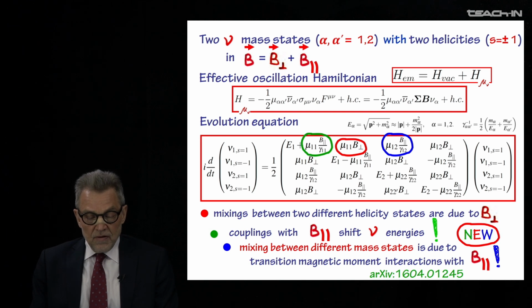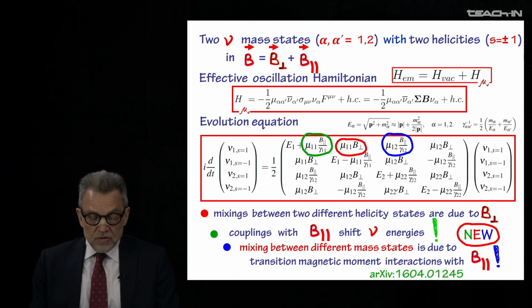So if we consider the first two terms in the equation, we should use the first two lines and two columns just to extract the effective Hamiltonian. We see that the mixing between the first and the second type of neutrinos is due to the magnetic moment of the mass-state neutrino coupled to the transversal magnetic field. So this is a very reasonable and well-known result.